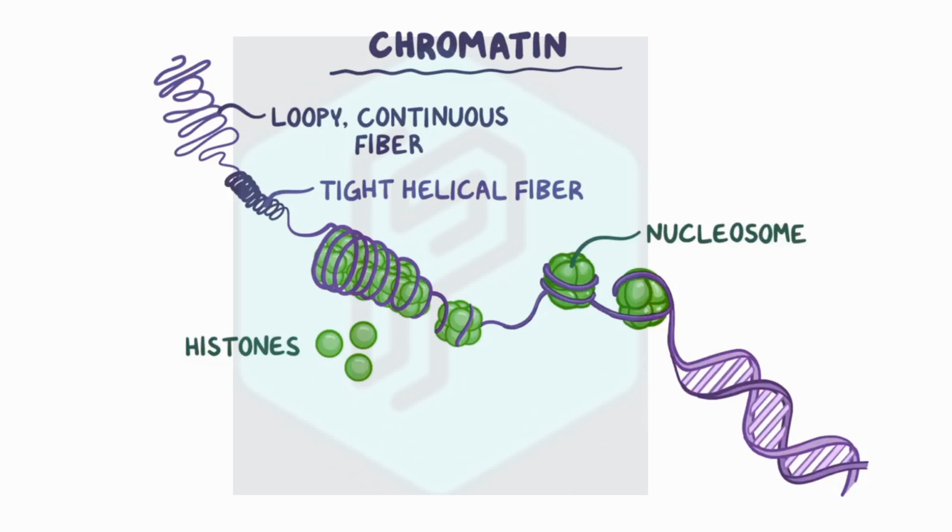Now, the histones help control the DNA that runs around through them. If the histones have a methyl group attached to them, they prevent that chunk of DNA from getting transcribed.